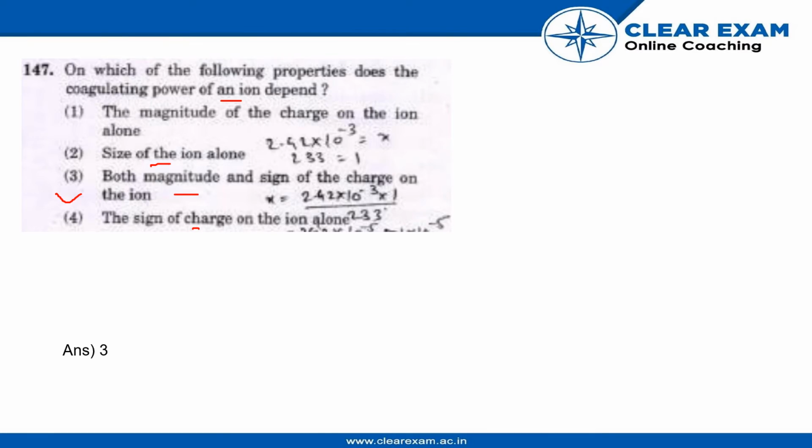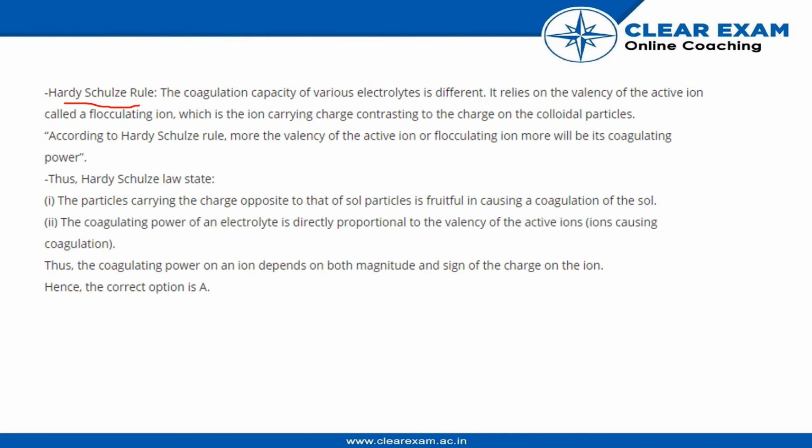Why? We'll see it. Now Hardy-Schulze rule says that the coagulation capacity of various electrolytes is different. It relies on the valency of the active ion, called a flocculating ion, which is the ion carrying charge opposite to the charge on colloidal particles. Now, according to Hardy-Schulze rule, the more the valency of the active ion, the more will be its coagulating power.